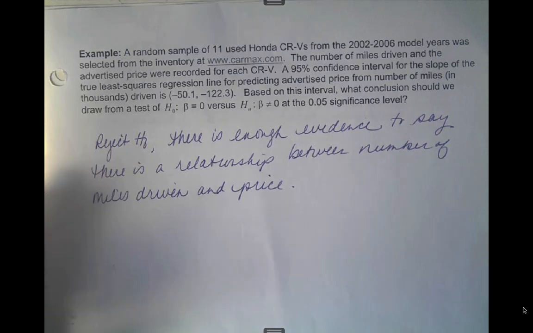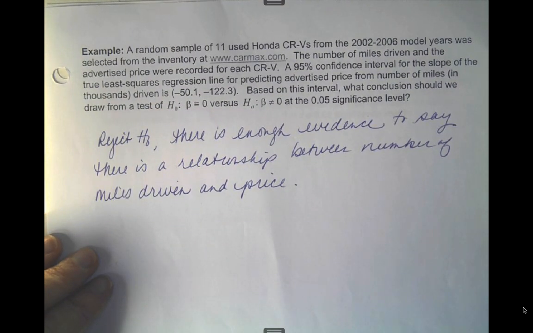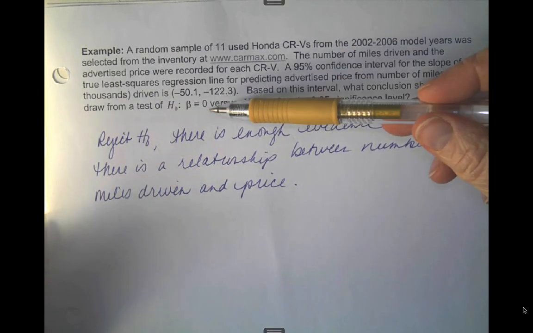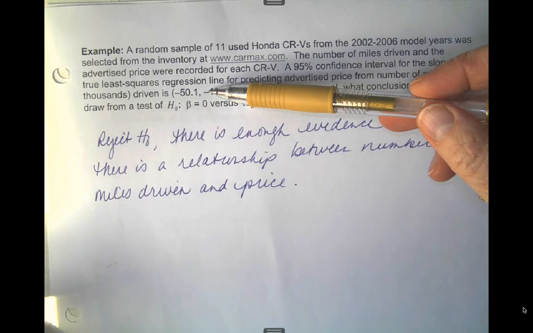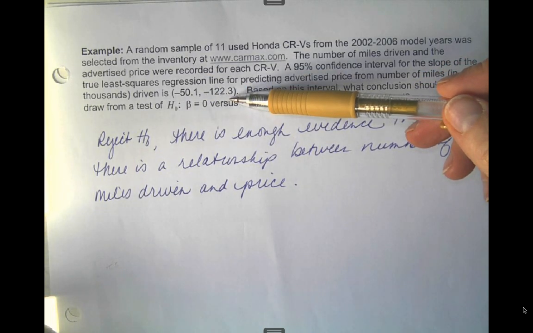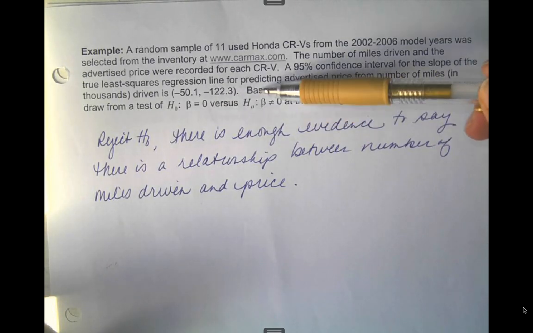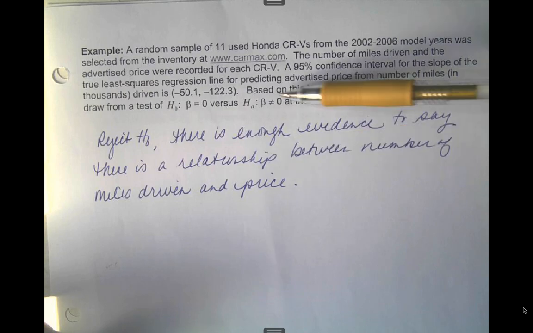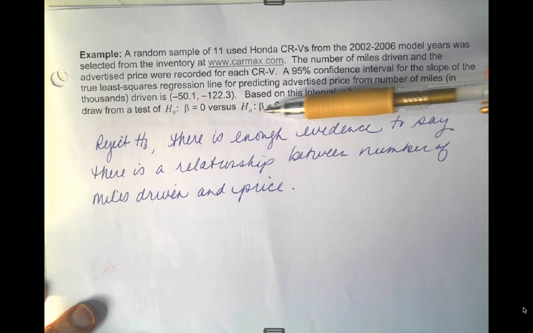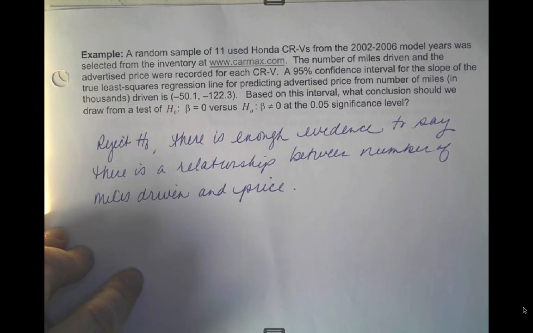So this one we would reject H0. There is enough evidence to say there is a relationship between the number of miles driven and price. Again, I'm rejecting H0 because 0 is not in the interval. Yes, I understand that the interval is negative, Erin, so it looks like the relationship is negative. However, this is what I was testing, so that's why I'm just saying that there is a relationship. That's why I'm not saying there is a negative relationship. I'm just answering the question that HA was asking, I guess.